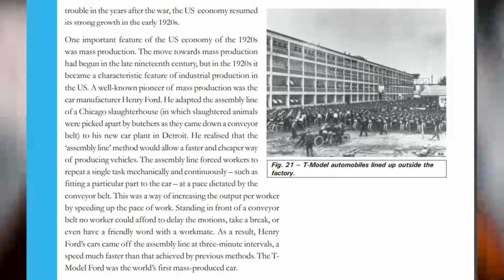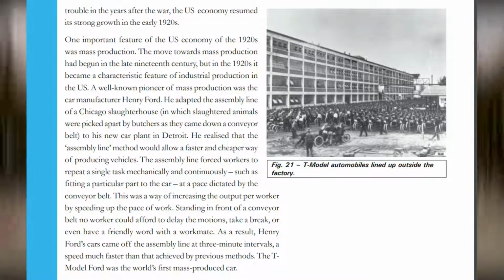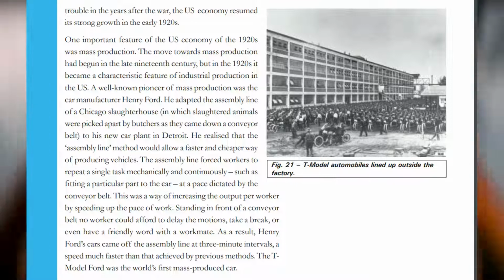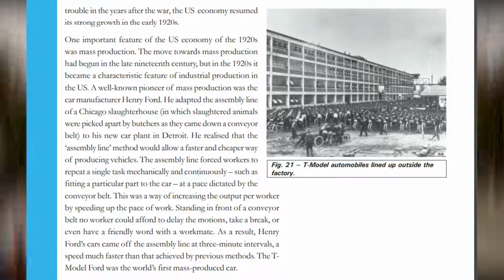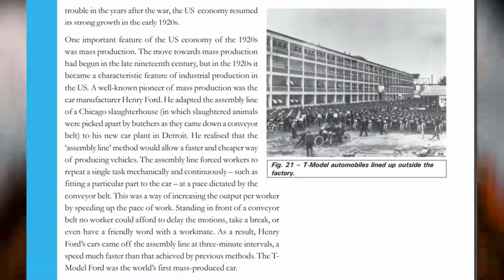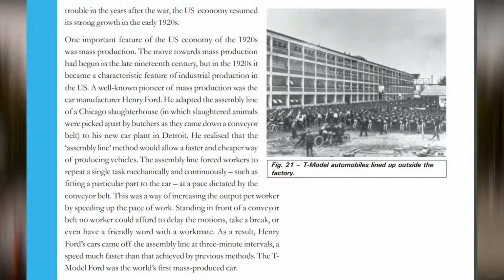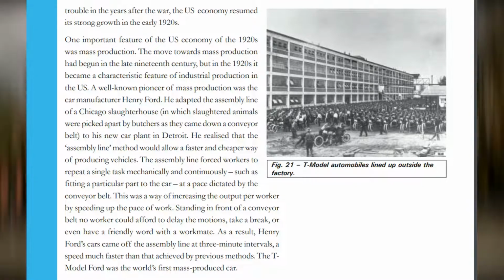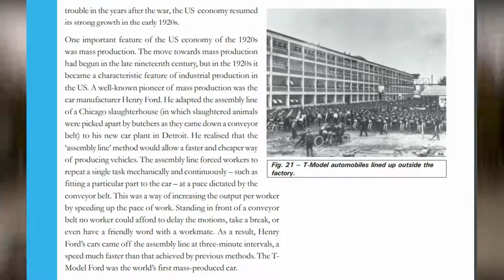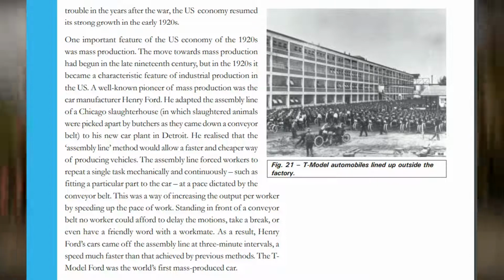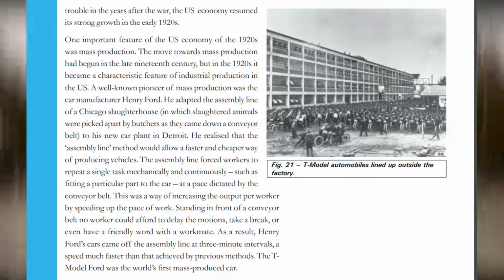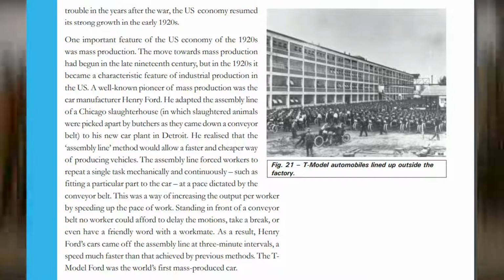A well-known pioneer of mass production was the car manufacturer Henry Ford. He adapted the assembly line of a Chicago slaughterhouse, in which slaughtered animals were picked apart by butchers as they came down a conveyor belt, to his new car plant in Detroit. He realized that the assembly line method would allow a faster and cheaper way of producing vehicles. The assembly line forced workers to repeat a single task mechanically and continuously, such as fitting a particular part to the car, at a pace dictated by the conveyor belt. This was a way of increasing the output per worker by speeding up the pace of work.